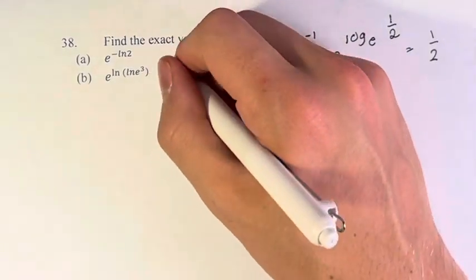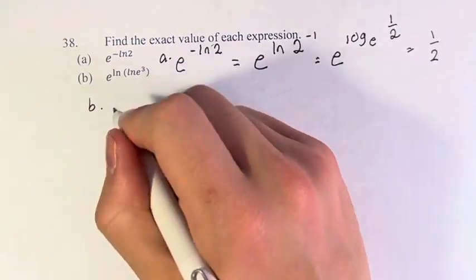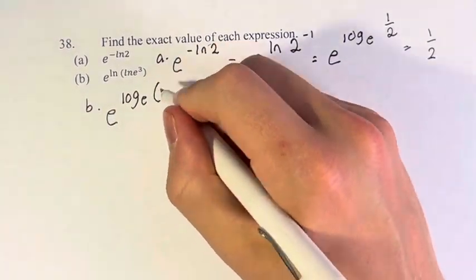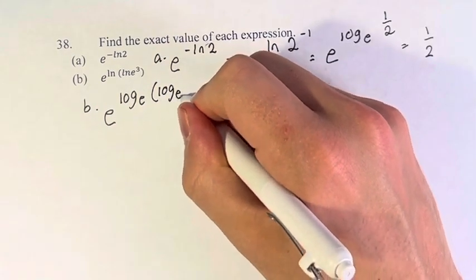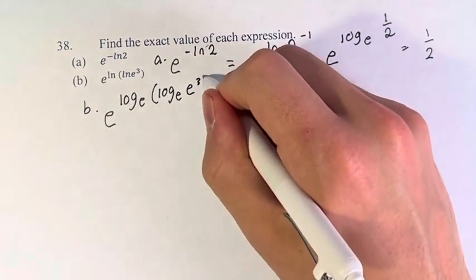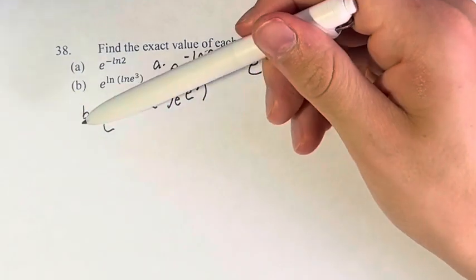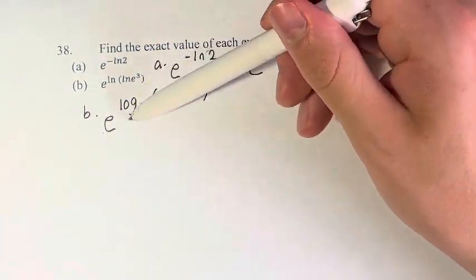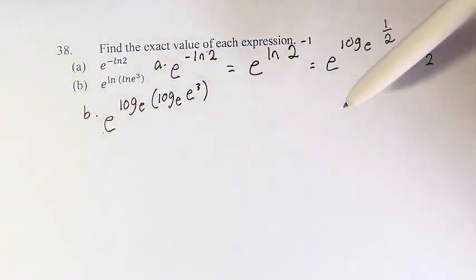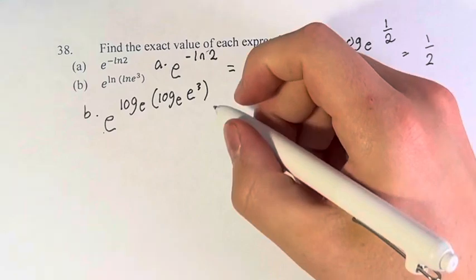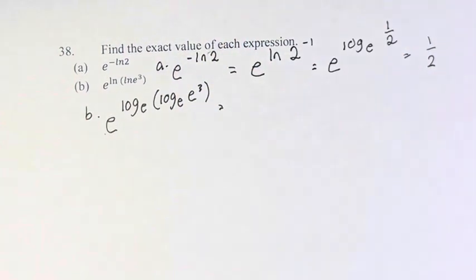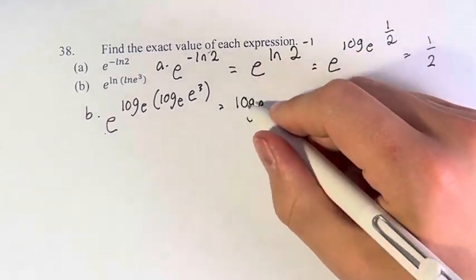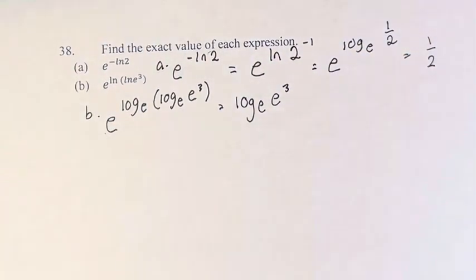In b, we have something similar. We have e to the ln, which I'm going to write as log base e, of log base e, again, because it's ln of e cubed. Again, we have e to the log base e of something. When the log of whatever the base is in the exponent, just like here, this whole expression is just equal to what's inside that logarithm. e to the log base e of something is equal to that something. So that equals log base e of e cubed.